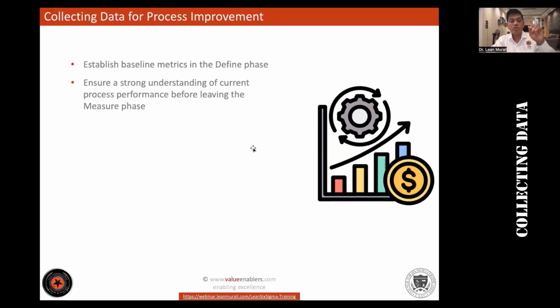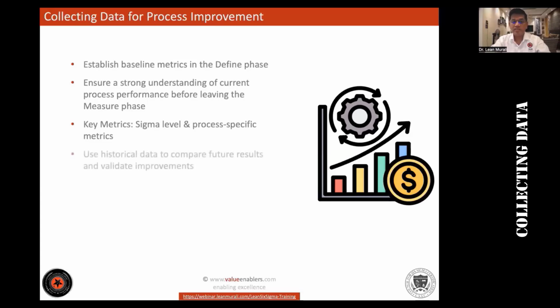Okay. So ensure a strong understanding of the current process performance before leaving the measure phase. Sigma level or some process-specific metrics like process capability, etc., CP, CPK, we will deal with that later. Use historical data to compare future results and validate improvements. Like I said, use the past data, current data, and establish the future data and validate the improvements.